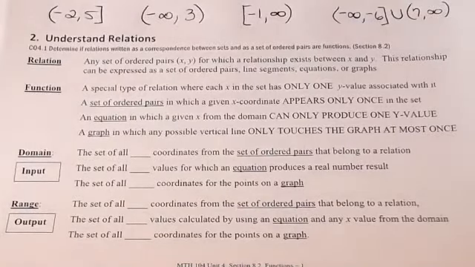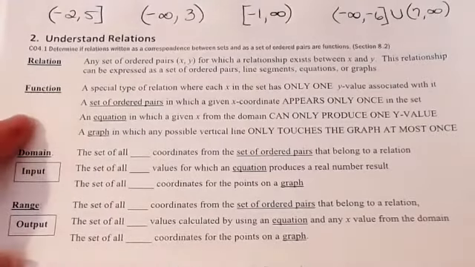So a relation is literally any set of ordered pairs. That's it. As long as you have a relationship between X and Y, you have a relation. You can express this as a set of ordered pairs, as line segments, as equations, even as graphs. But when we talk about something called a function, it's a special type of relation where each X coordinate is mapped to only one Y coordinate. Okay, so each X value has max one Y value.